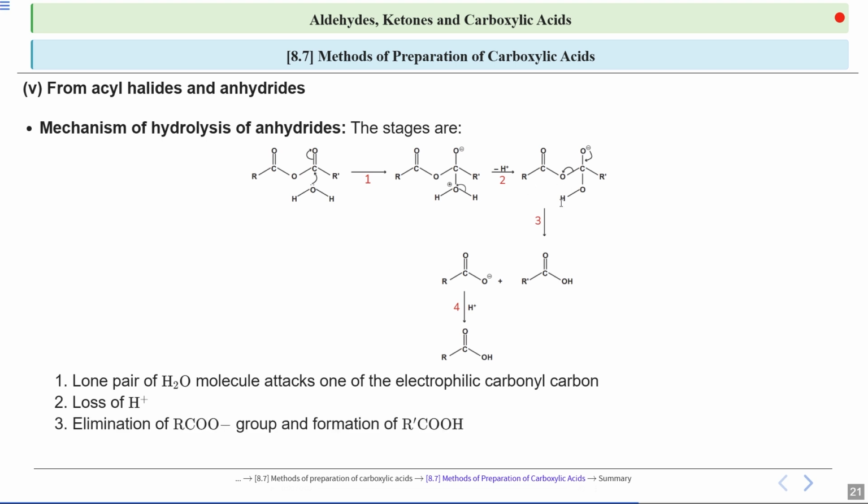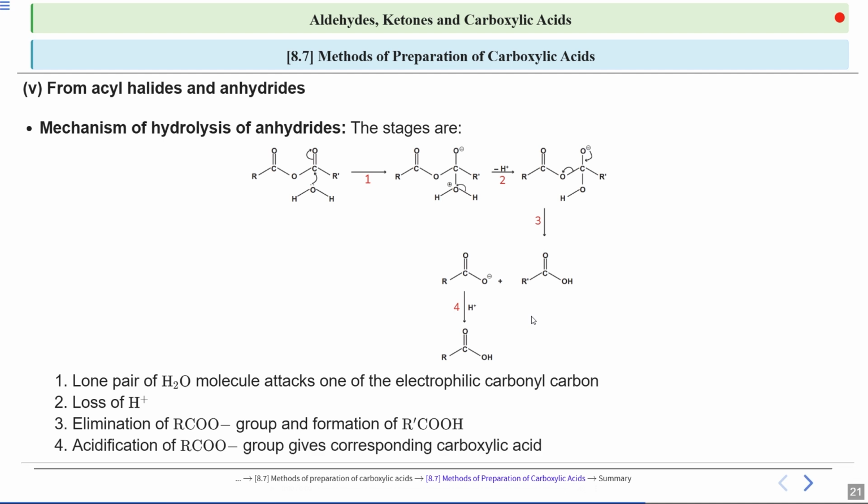Next step, we see the elimination of the RCOO minus group and the formation of the RCOOH group. So this oxygen with the negative charge will come here, and you will see there will be a C double bond O. So there is elimination of this RCOO minus group and formation of this RCOOH group. And finally, this RCOO minus group undergoes acidification to give you the corresponding carboxylic acid. And you have two molecules of carboxylic acid. So we have converted the entire anhydride into a carboxylic acid.